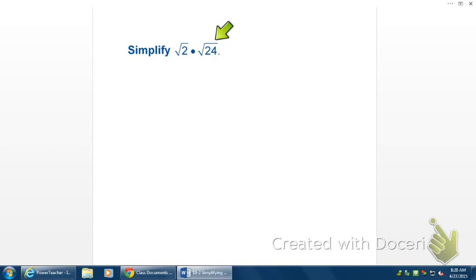To actually fully simplify this, we need to multiply this first. So when you multiply, what do you get? 48. Now you try to figure out what root you're finding. We're finding the square root, so write that little 2 up there.